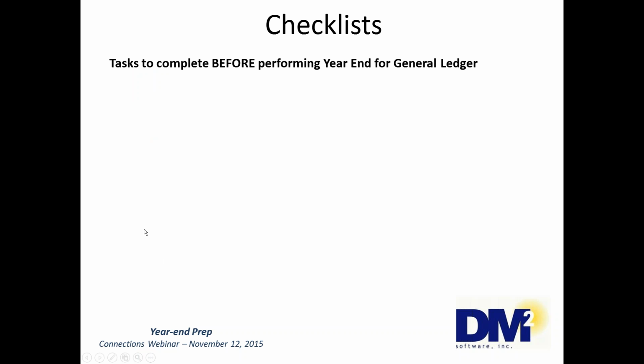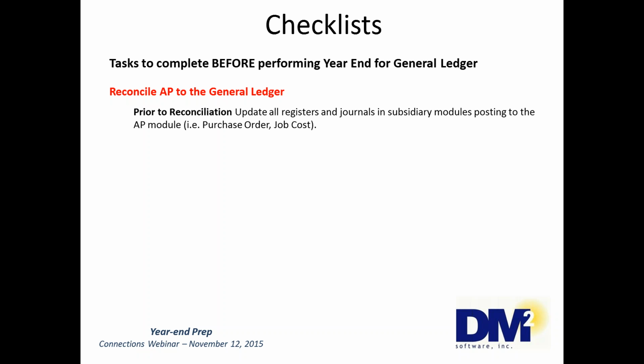Okay, so then again, moving on with the checklist, let's talk about some things that you need to complete before performing year-end for general ledger. Reconcile your accounts payable to your general ledger. Very important. If you're running daily audit, that should be pretty easy to do.